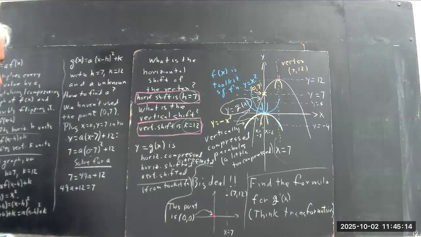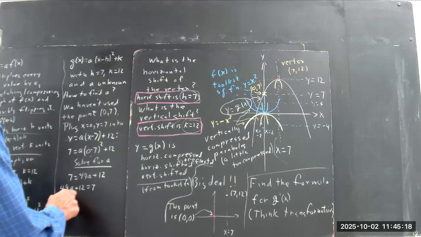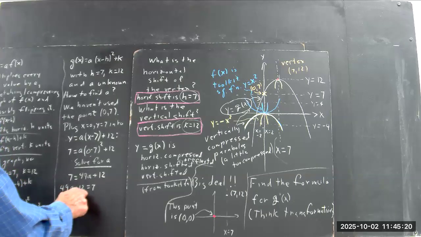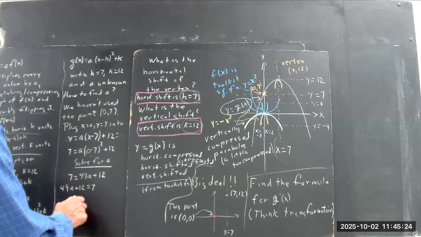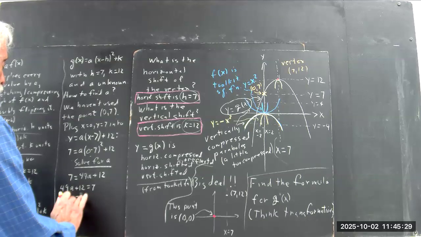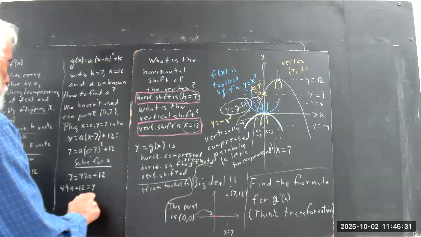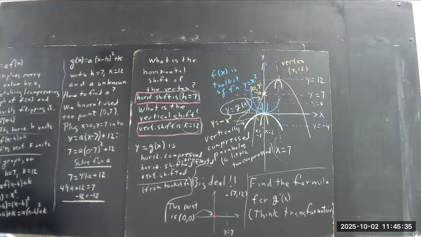And then you want to isolate a, so you have to get rid of that 12 on this side. So you're going to add -12. -12 equals -12, both sides.